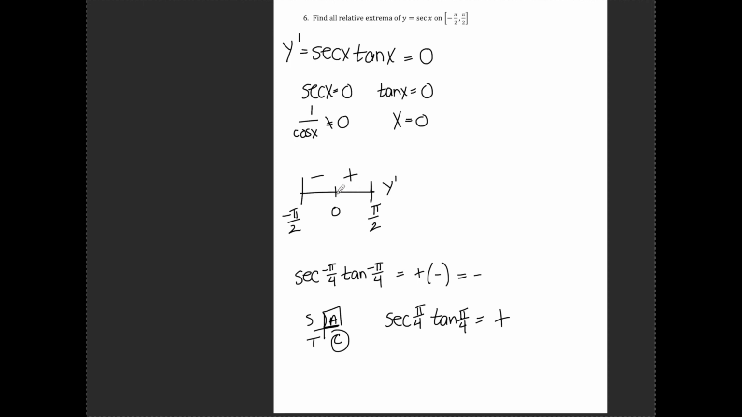That means that at x equals 0, my first derivative was equal to 0, so that was a critical value. And since I'm changing from negative to positive, that means that y is changing from decreasing to increasing, which means this critical value, x equals 0, is a relative minimum. Now I'm going to find the coordinates of this minimum, so that means I need to find secant of 0, which is 1 over cosine of 0, which is just 1. So the only relative extrema I have on this interval is a relative min at (0, 1).